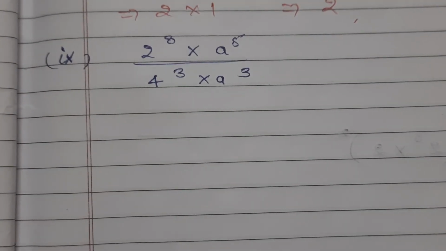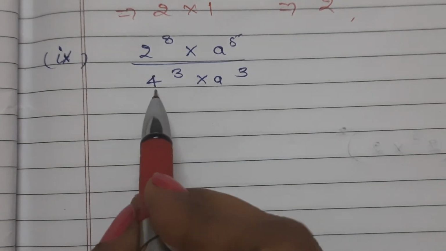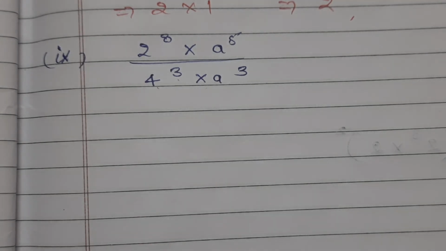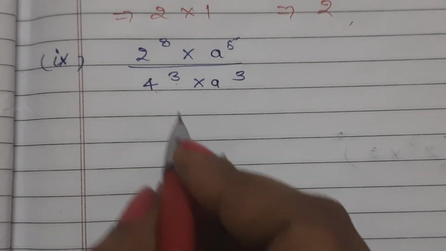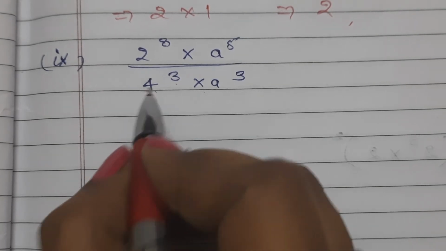Next one is 2 to the power 8 into a to the power 5 divided by 4 to the power 3 into a to the power 3. So children, what we need to do here? We need to convert the 4 in the base of 2.